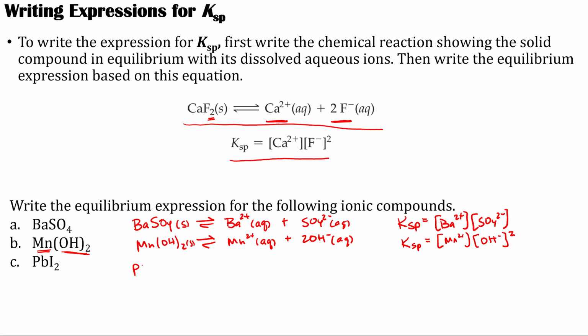And then PbI2, both of these are aqueous. Ions are always aqueous in solution. So we have Ksp is equal to iodide squared times lead 2+. And it doesn't matter what order you write those in, as long as they have the right exponents.